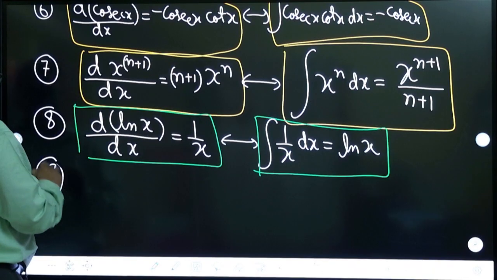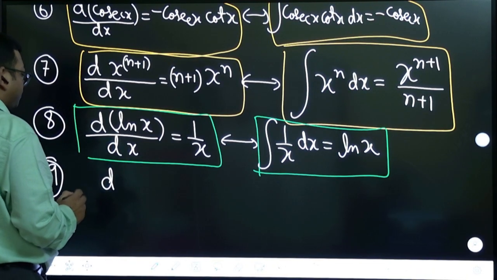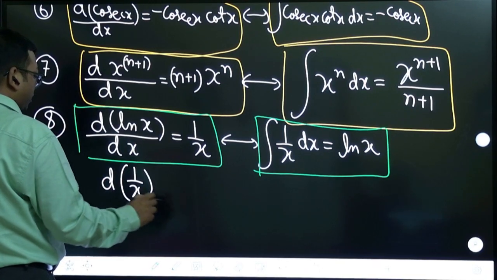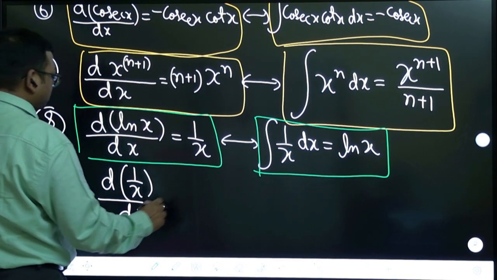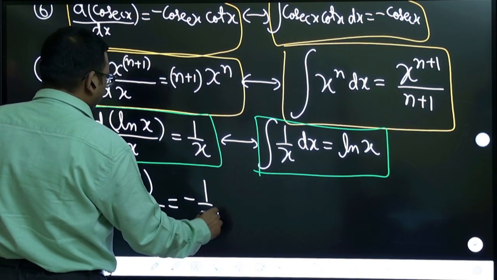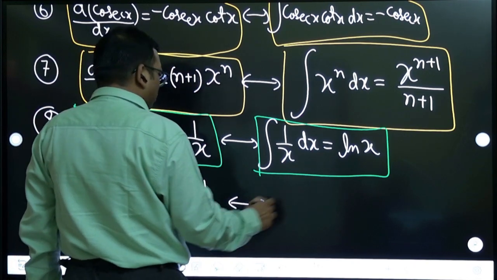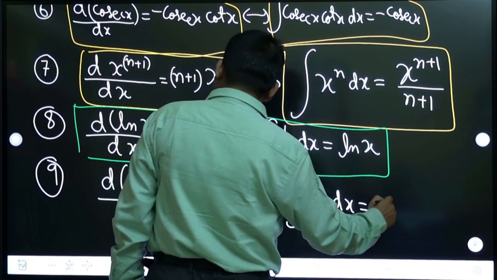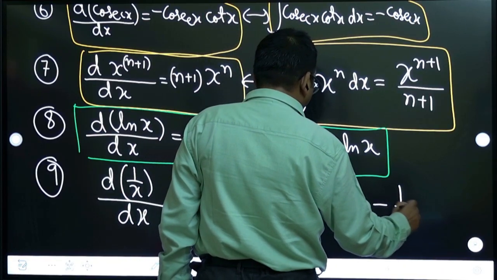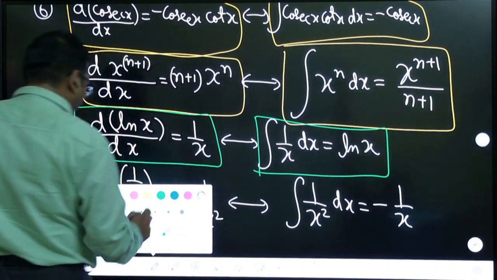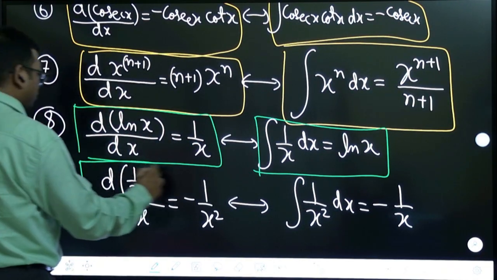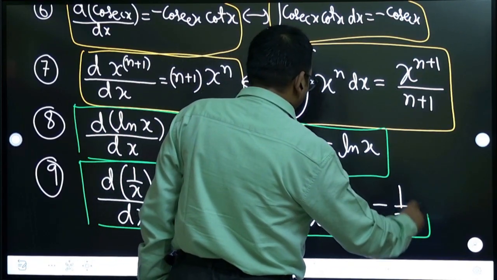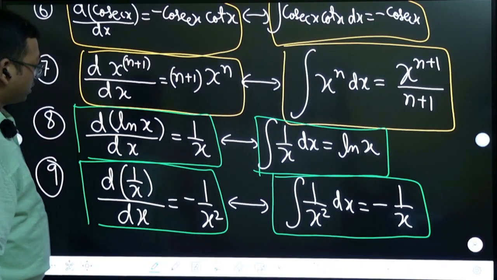Next, differentiation of 1 by x, very important. Differentiation of 1 by x with respect to x becomes minus 1 by x square. So the integration of 1 by x square dx will become minus 1 by x.